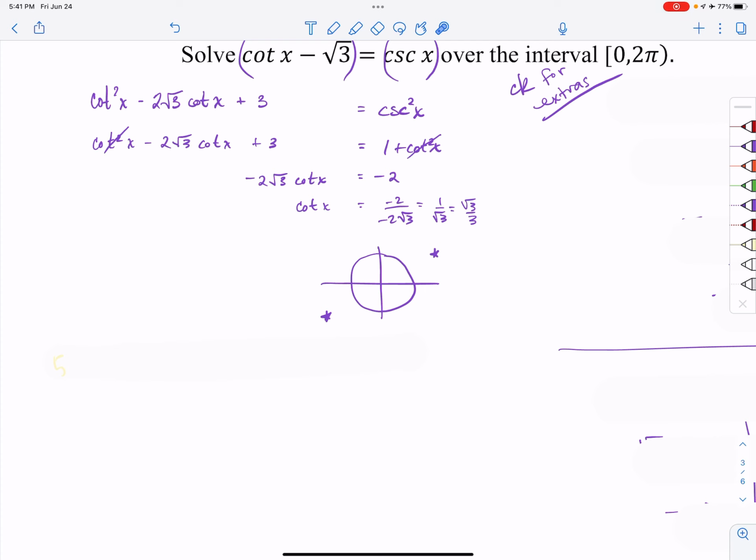Basically, I want a cosine value that's a half. So that is going to occur here at pi over 3 and down here at 4 pi over 3. So pi over 3 and 4 pi over 3. Now, we would love to say, hey, we're done, but unfortunately we're not.